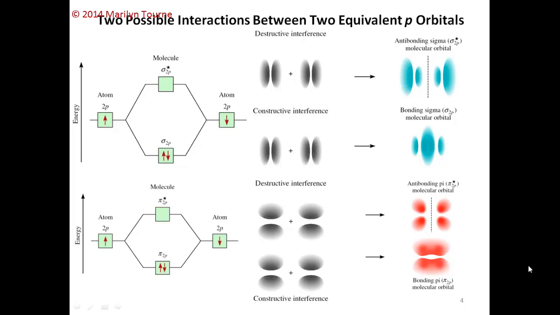Alright, so in the previous slide, I used the hydrogen molecule to illustrate these energy level diagrams in the molecular orbital theory, but obviously there are more complex molecules.